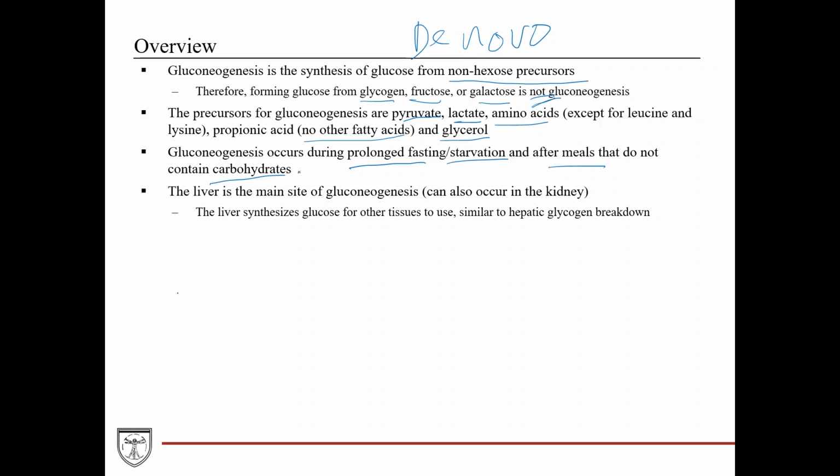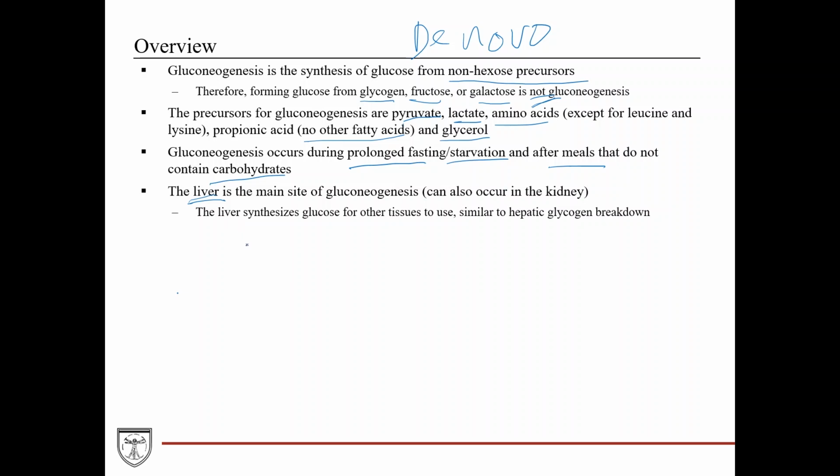And so the main site of gluconeogenesis is the liver, as we've talked about many times before in previous lectures. It can also occur in the kidney, but this is really in response to acid-base situations and amino acid metabolism. And so we'll talk about that in a little more detail in the amino acid lectures. So it's mainly occurring in the liver.